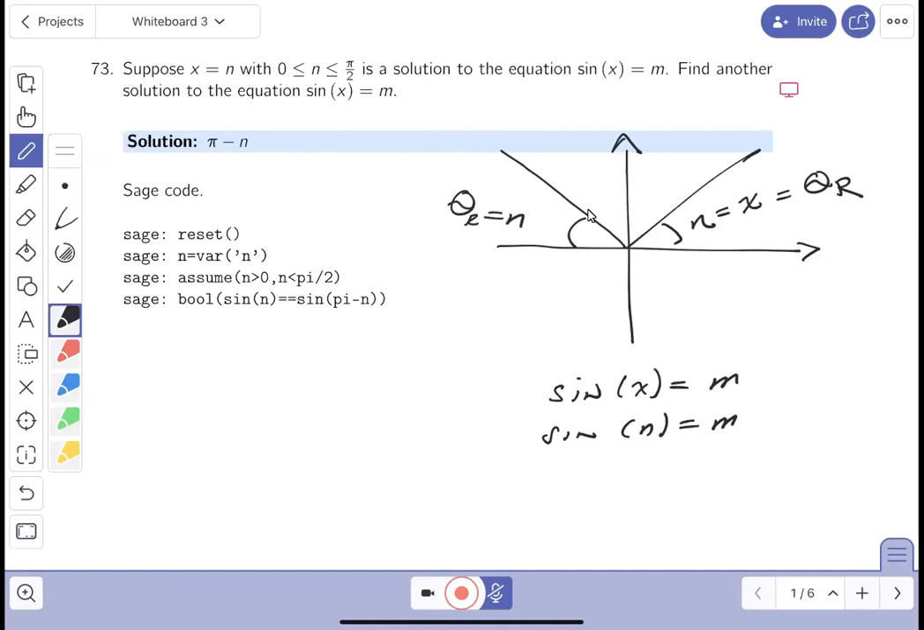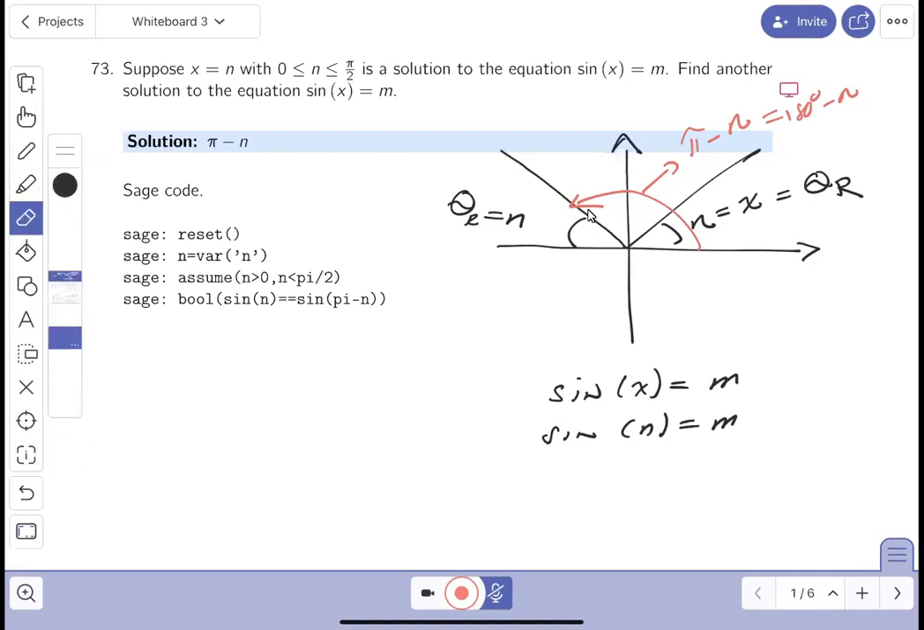So what's the angle then? It would be pi minus n. So another solution to the problem would be pi minus n. And again, this angle over here is pi minus n. Or if you prefer degrees, you could write down 180 degrees minus n. But n would have to be in degree measure in that case. Now I'm going to erase that because I really think we should answer it in radians.